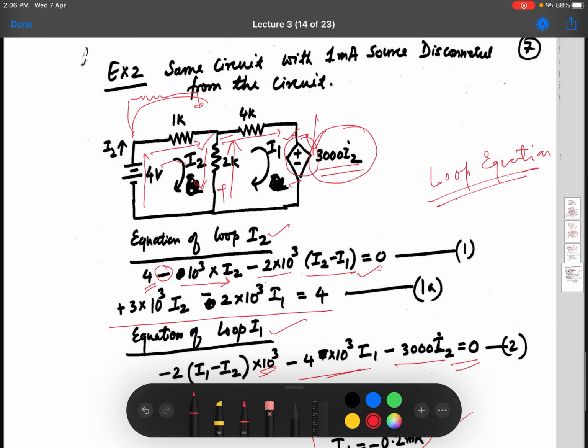So this is an example of how you write the equations when you have a dependent source in a circuit. Normally in the case of a dependent source, it is always better to go by first principles. That means don't try to write by inspection, that will not work.